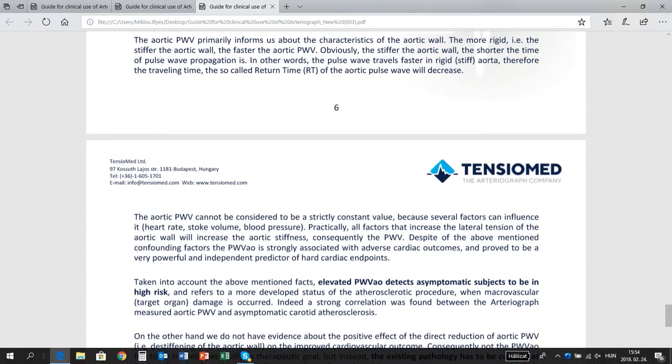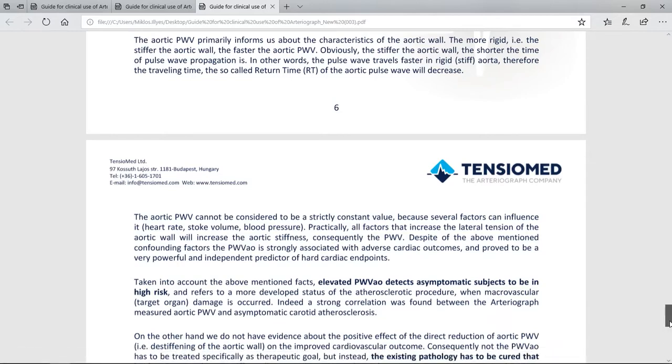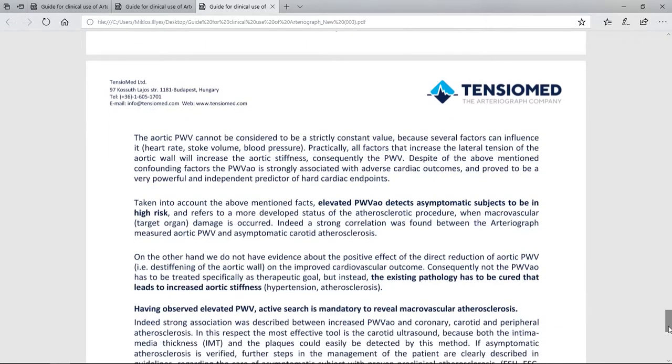The aortic pulse velocity cannot be considered strictly to be a constant value, despite this being the most predictive parameter in arterial stiffness, because it is influenced by factors such as heart rate, stroke volume, blood pressure, and cardiac output. These factors all increase the lateral tension of the aortic wall. Consequently, the wall becomes stiffer, and this increases the pulse velocity.